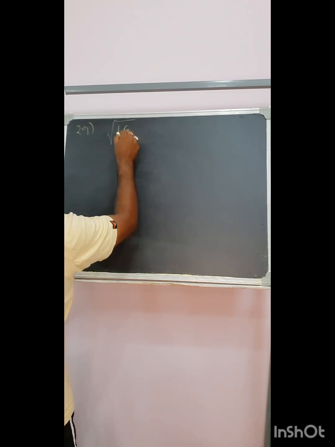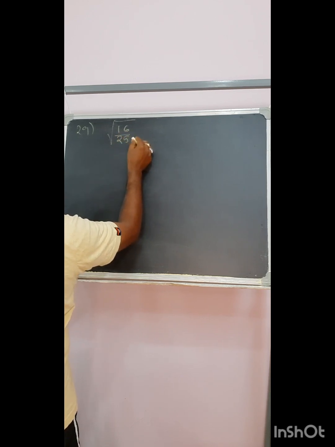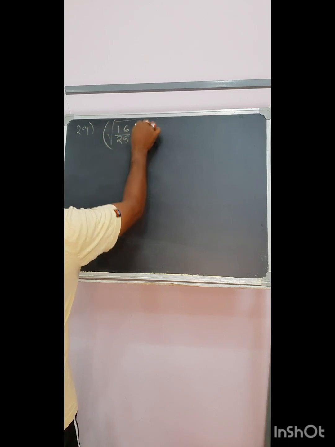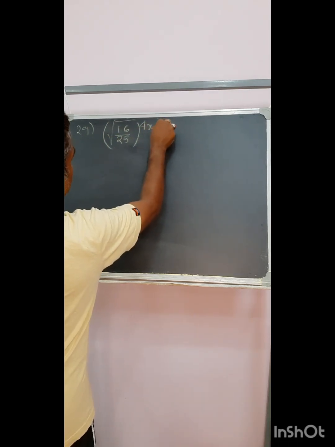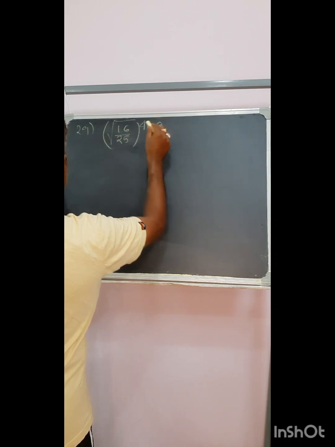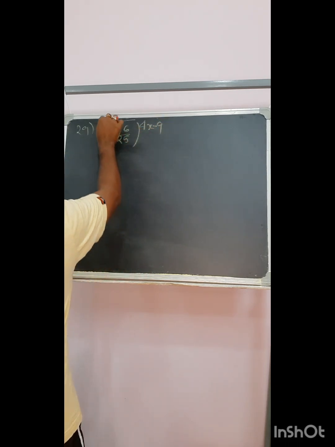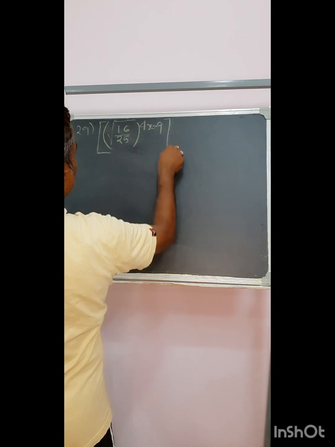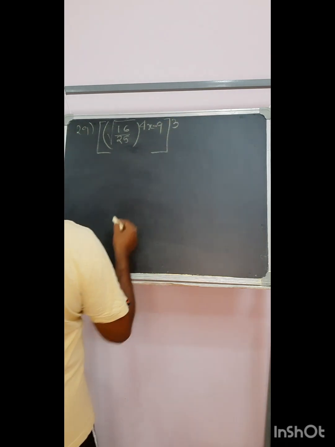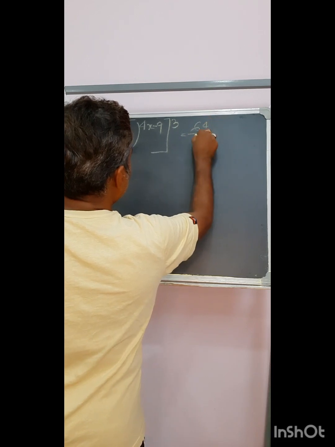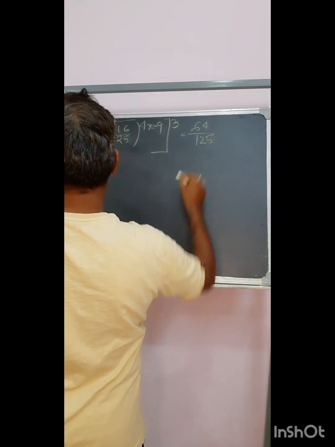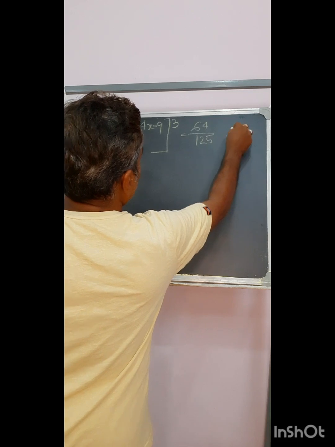Square root of 16 by 25, whole power of 4x minus 9, whole power of 3 will give you 64 upon 125. So your task is to find x.